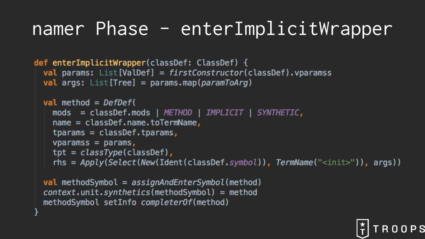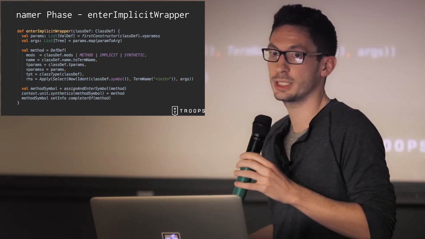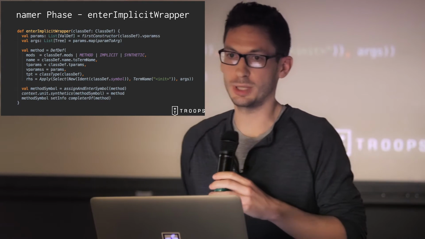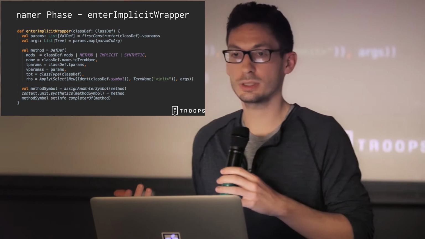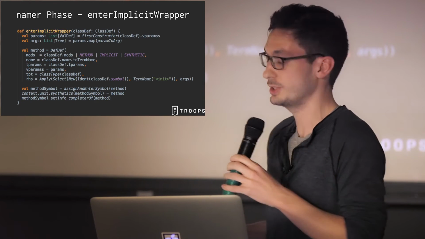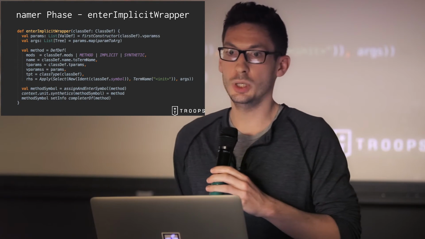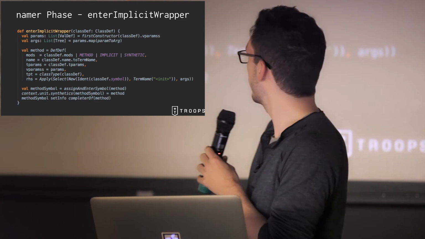What's the name of our new method? It's the same as the name of our implicit class, so we can take that right off the class def. What are the type parameters of our new synthetic implicit method? Well, they're the same as the type parameters of the implicit class. In this case, rich result has no type parameters, so that'll be an empty list. The value parameters of our method are going to be the single constructor parameter of our class. So there's a little bit of logic you need to convert a constructor parameter into a method parameter. And that's the first two lines in enterImplicitWrapper.